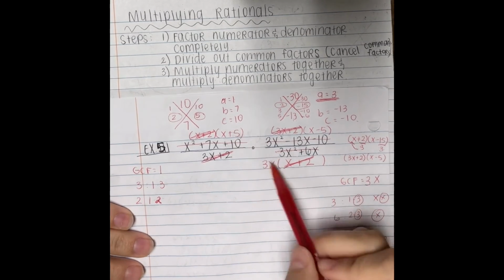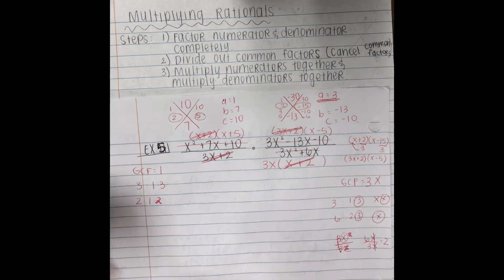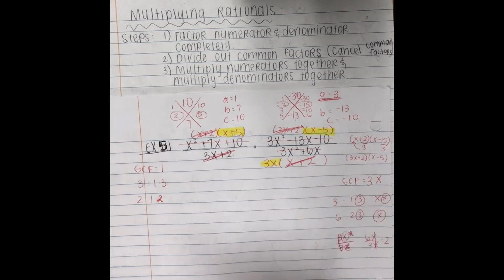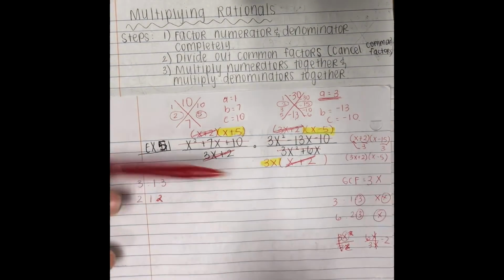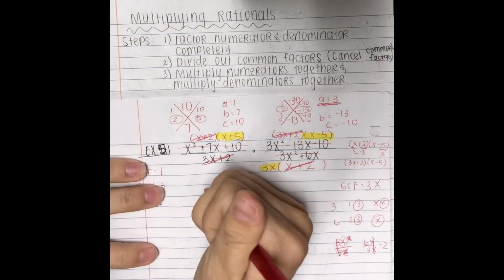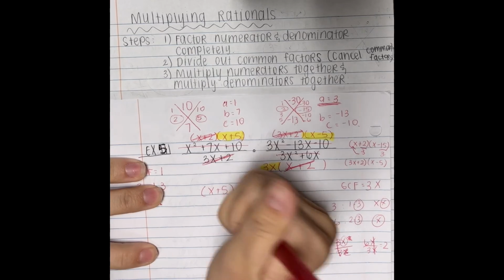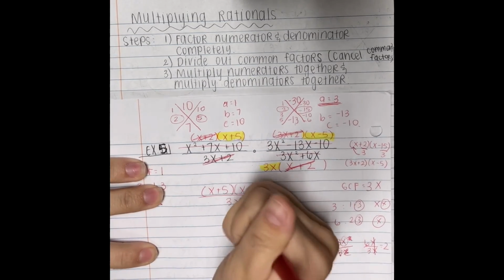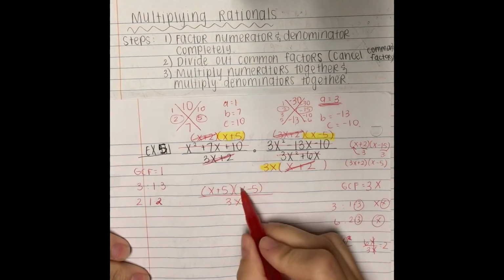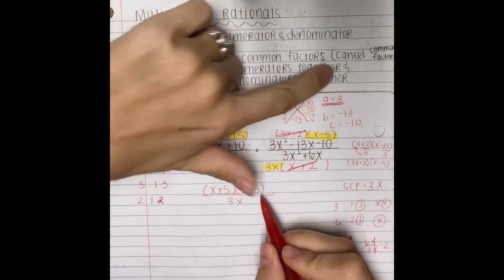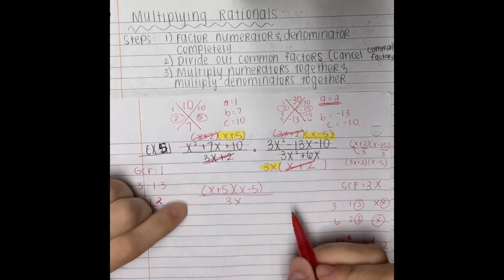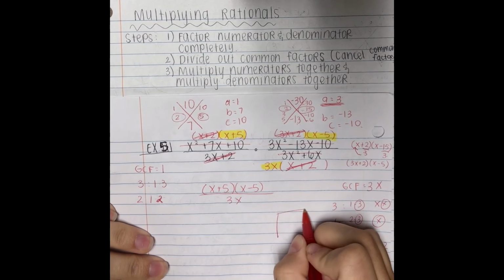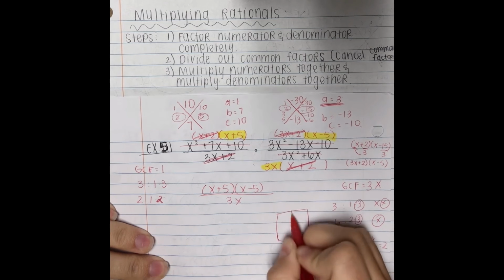That doesn't cancel out with either of these. So I'm left with these on top and this on bottom. So I get an x plus 5 times an x minus 5 over a 3x. We need to actually multiply the whole thing out, not just write them being multiplied out. So x plus 5 times x minus 5. We're going to do the box.